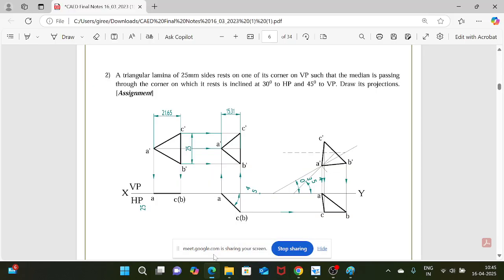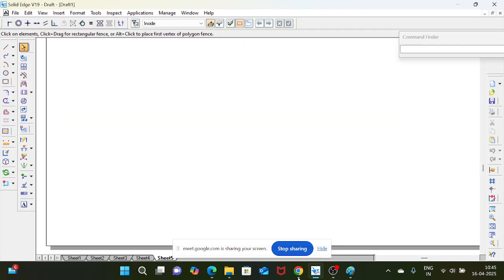The second problem. See here, a triangular lamina of 25 mm sides rests on one of its corner on VP. With this, we can draw the first position. A triangular lamina means an equilateral triangular lamina of 25 mm side, which rests on one of its corner on VP.